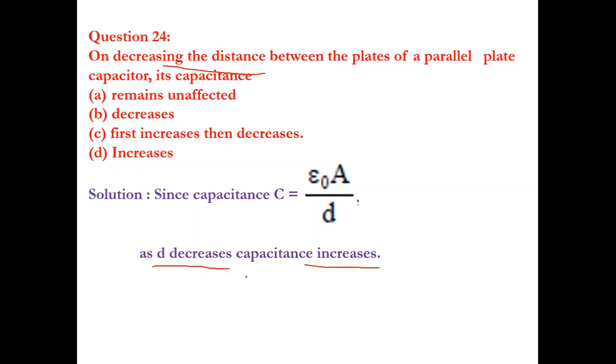So as D decreases, decreasing the distance, right? So D is decreasing, so the capacitance will be increasing. So that is the correct option, option D. Decreasing the distance, capacitance increases because C is inversely proportional to D. Hope you have understood that. I'll continue.